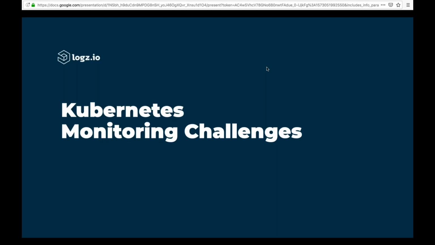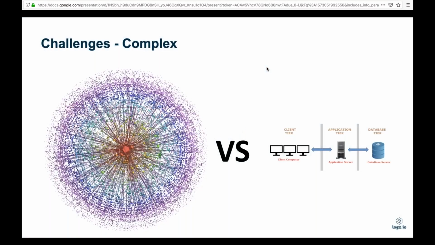Now let's talk about the challenges. The first one that is very clear: if we're looking at more traditional operation tools, they were designed for applications that are more like a three-tier application. Even if this diagram is a simplified one, it's relatively easy to understand. You can print an architecture map and understand how the application looks.